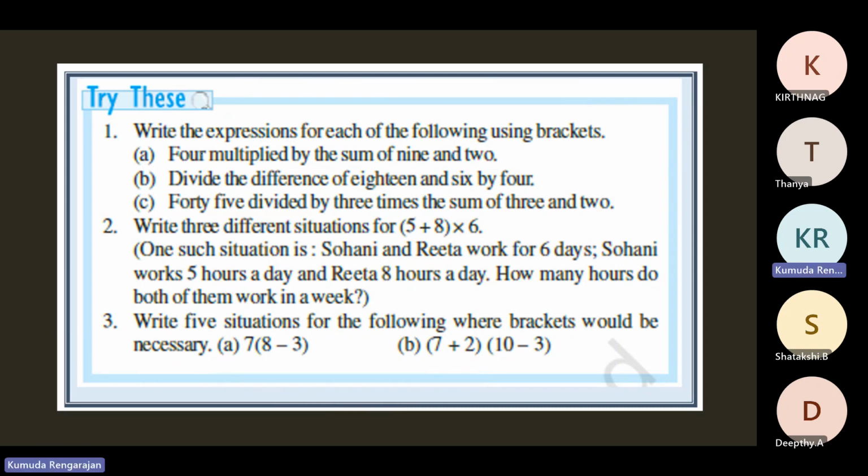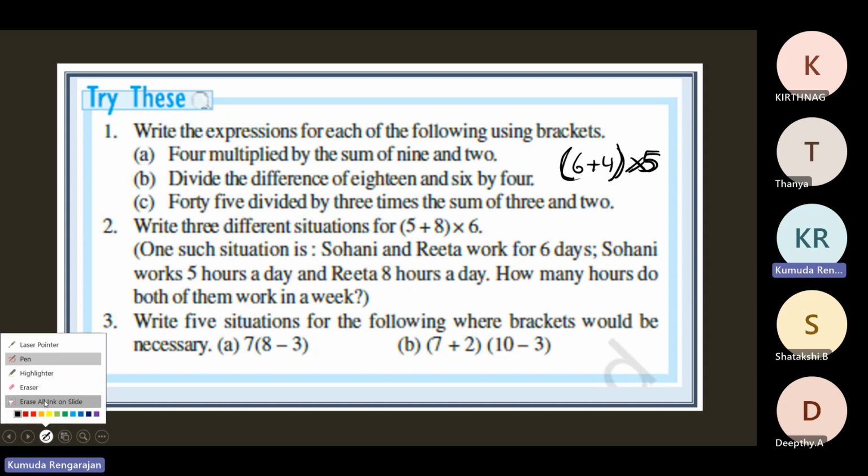So now look at the first one. 4 multiplied by the sum of 9 and 2. Tanya, answer this. Let me tell you how I'm expecting you to answer this. Supposing this is the answer for the example we took up, you must say open bracket 6 plus 4 close bracket multiplied by 5. That's how I want you to share your answer.